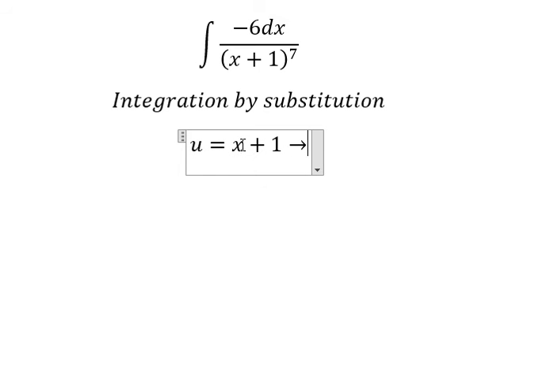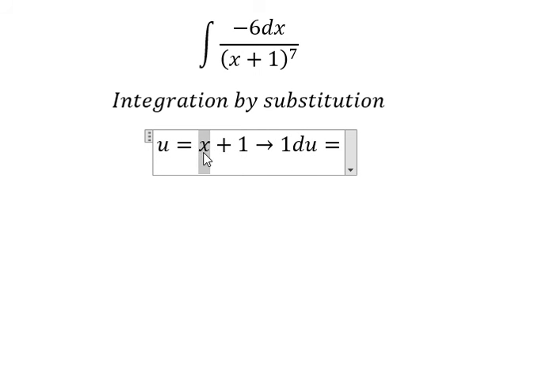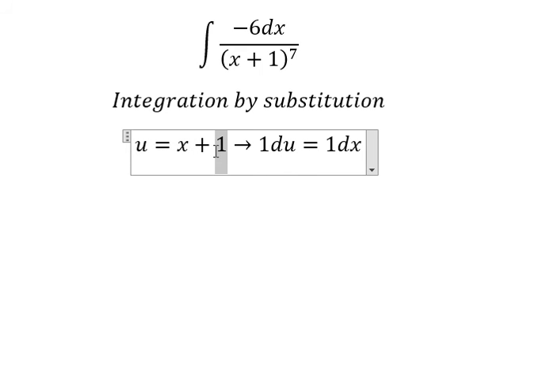Later we do the first derivative for both sides. The first derivative of u we have 1. The first derivative of x we have number 1. This is about the constant. So if we do the first derivative, you get 0.